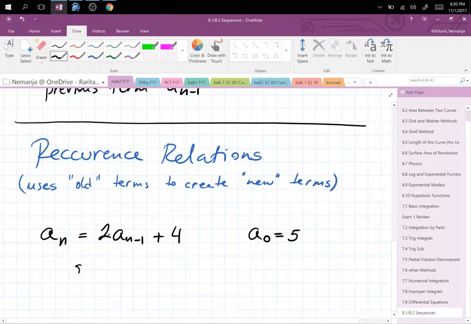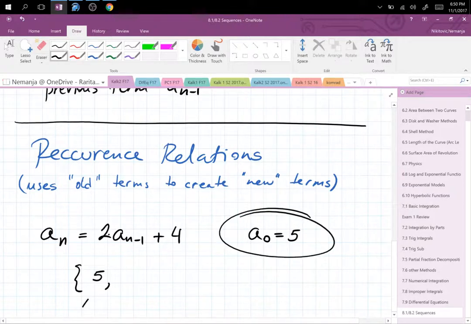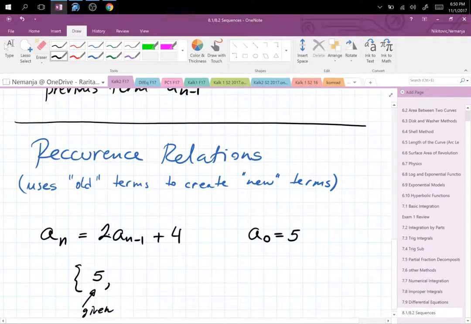So now, to write this list, we start with the A0 term, which is given to us, which is 5. That's given, right? And now you can use that term to generate the next term. A0 is where you want to start. That's the Big Bang for this sequence. Once you have that, the previous terms are forfeit.